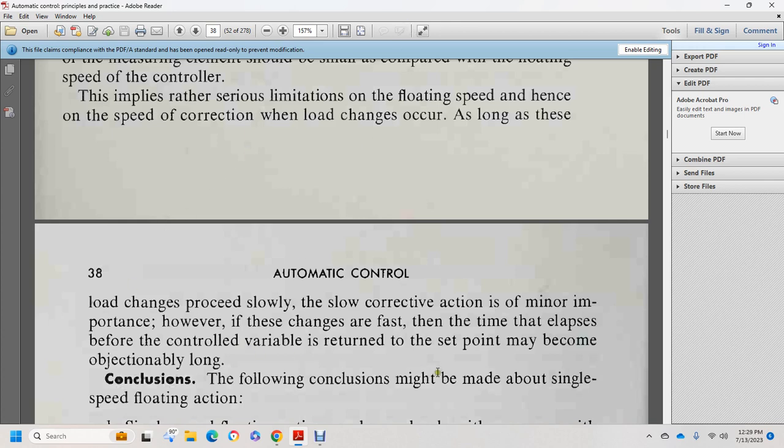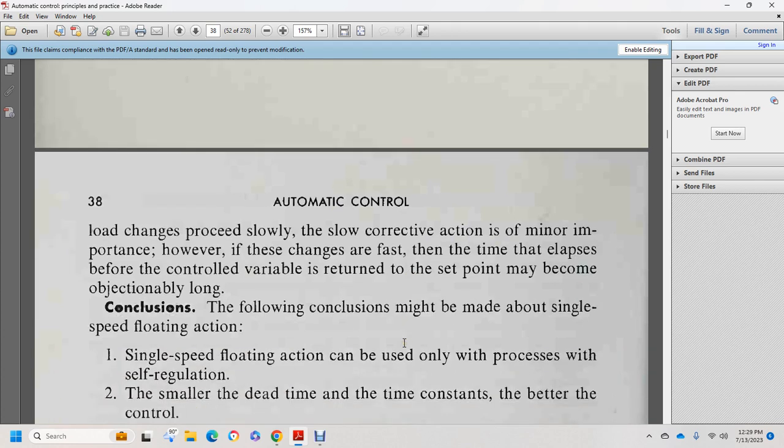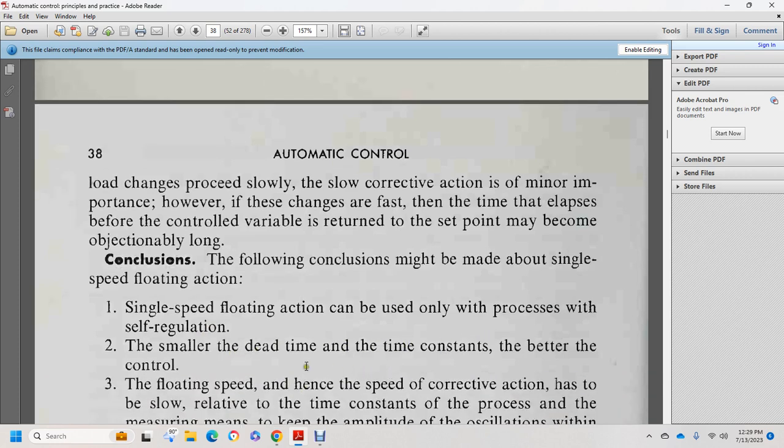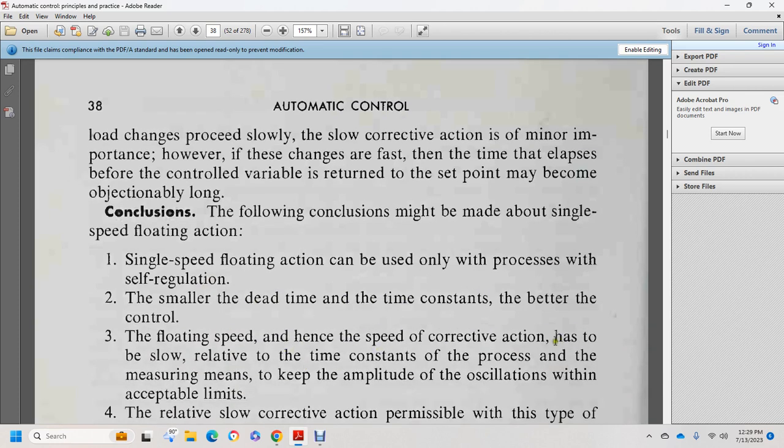Conclusion. The following conclusions might be made with the single speed floating action. One, single speed floating action can be used but only with processes with self-regulation. Two, the smaller the dead time relative to the time constant, the better for the control. Three, floating speed with the corrective action has to be slow.